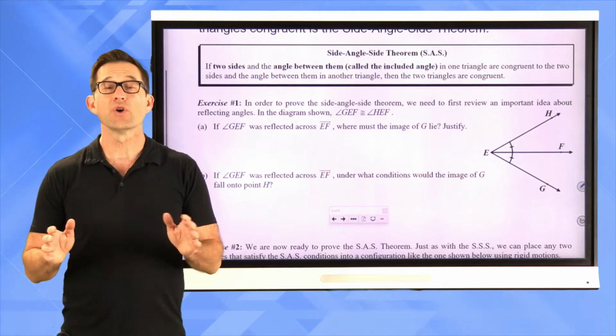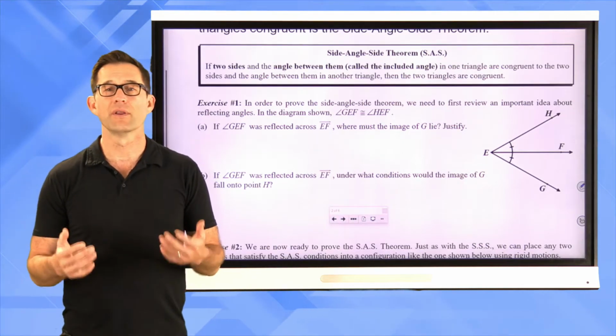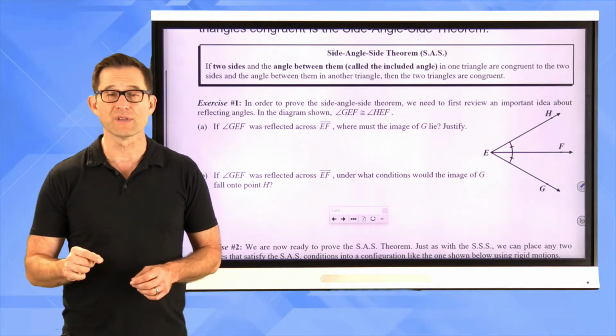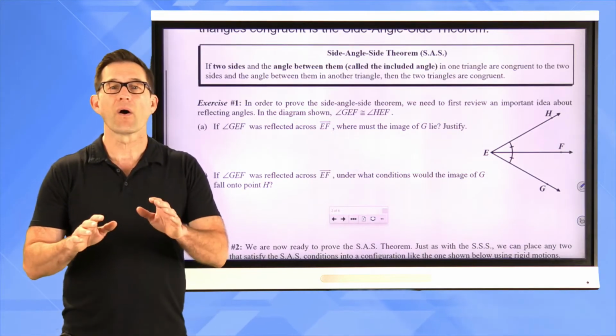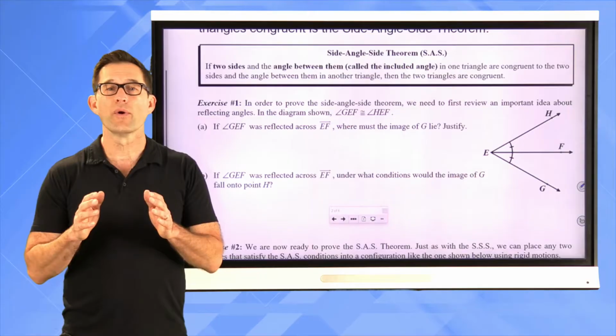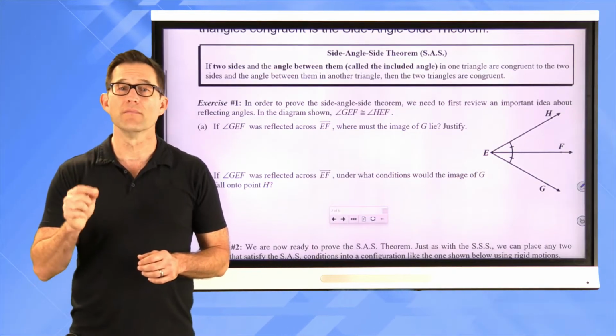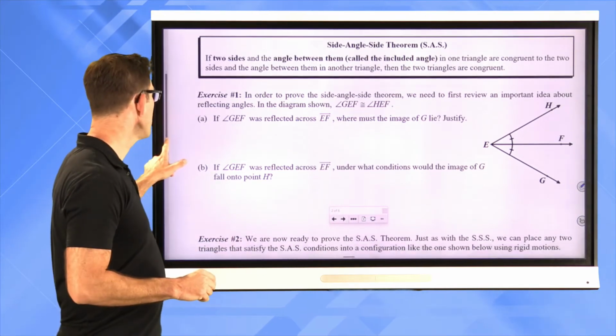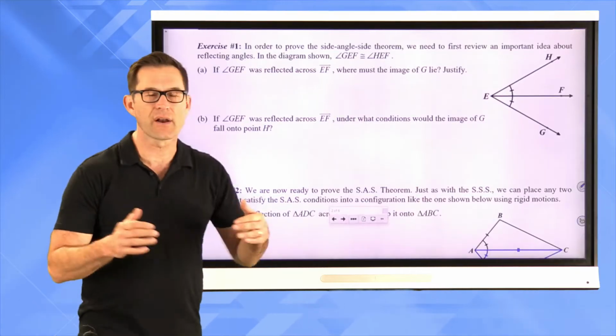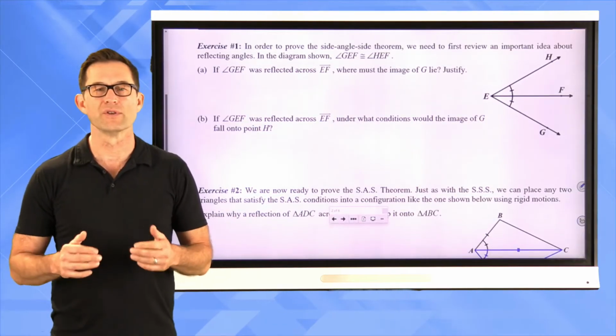All right, so we're going to get into the side-angle-side theorem and use it a bunch, but before we use it, we need to prove it. And like all of these theorems, we're going to prove it by using rigid motions. So let's start off in exercise 1 and set ourselves up for how we're going to do this rigid motion proof.